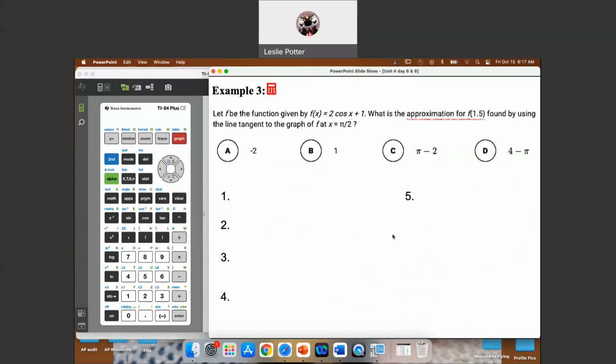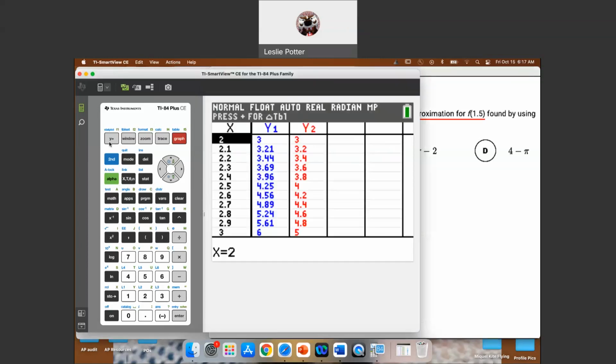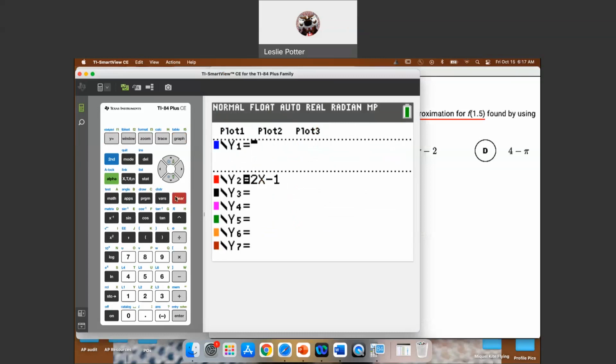Okay, let's look at example 3. So we want an approximation of the function at 1.5. So this is a little more of a traditional question. We still can use a calculator, and we have this function, and that's why we are able to use a calculator. And we want the tangent line to the graph of the function at pi over 2. So they're telling us to use that tangent. So we know that we are at pi over 2, and since we can use a calculator, we don't have to calculate that. Let's just clear all this out now.